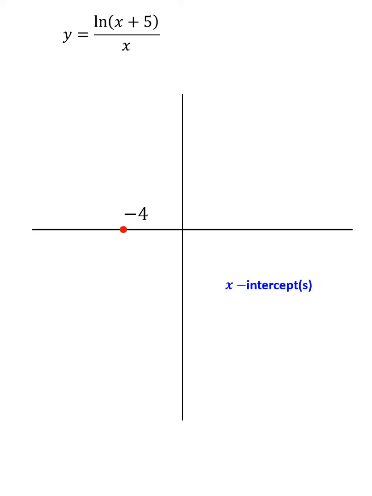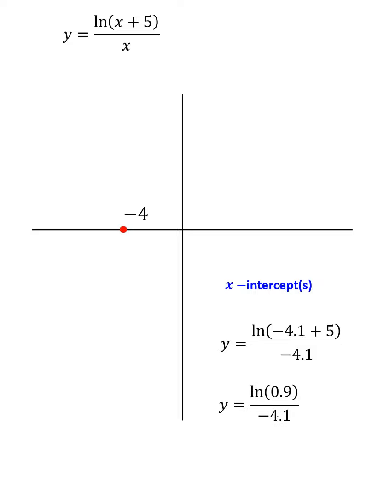Well, now that I've found where the x-intercept is, I want to know the behavior near the intercept. So I'm going to plug in a number slightly to the left of -4, then I'm going to plug in a number slightly to the right of -4. Let's start on the left side of this number by plugging in -4.1. Plugging -4.1 for x gives us this.